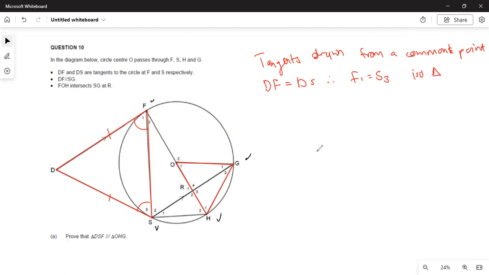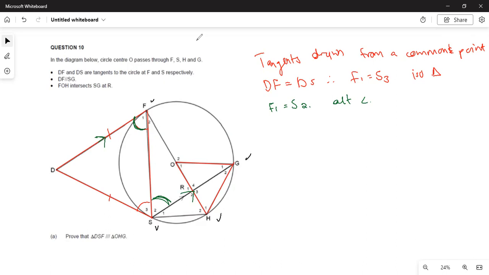Then we would look at the relationship between F1 and S2. We are told that DF is parallel to SG, and therefore F1 should be equal to S2. And the reason behind this, we would say, is alternate angles. Then we look at S2 and H1.